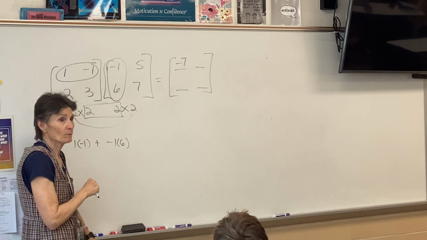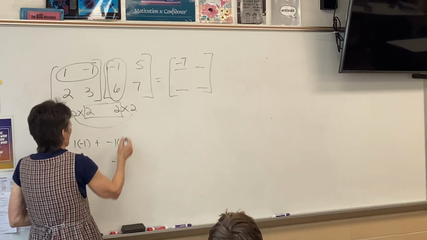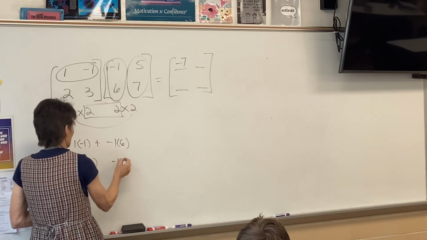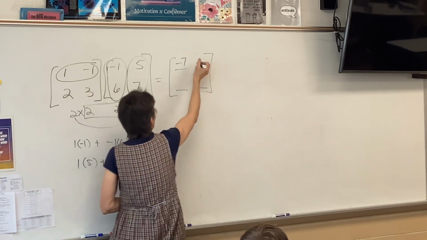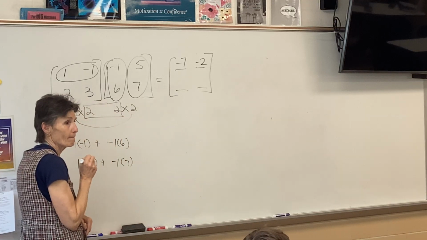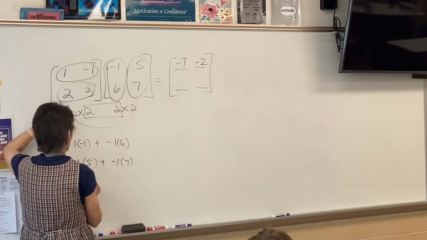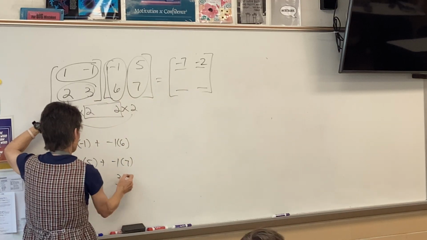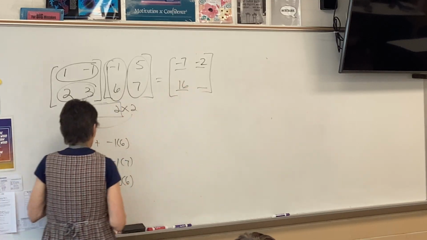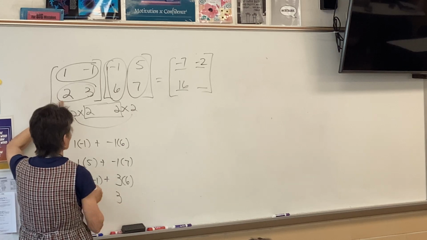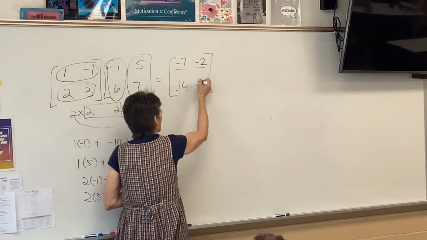Everybody kind of remembering this? Then I'm going to move over here, and I'm going to do row 1, but now column 2. So same row, but now this column. That's going to give me -2. Now row 2: 2, 3, times -1, 6. What is that, 16? And then row 2, column 2: 41. And there's your product.